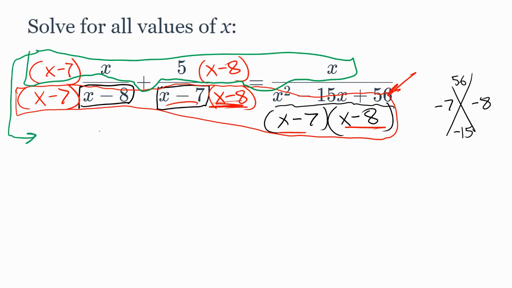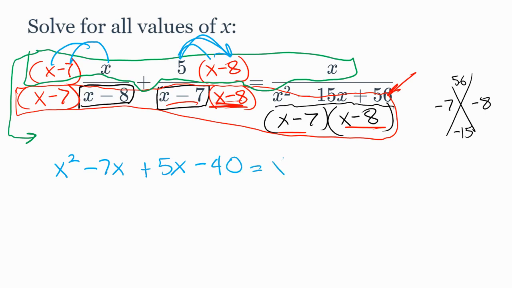So I'm going to distribute my x to give myself a little space to save a step. Distribute that x in there, give me x squared minus 7x. And then I'm going to add my plus 5 times this binomial. So plus 5 times x, and then 5 times negative 8. It's going to be negative 40.